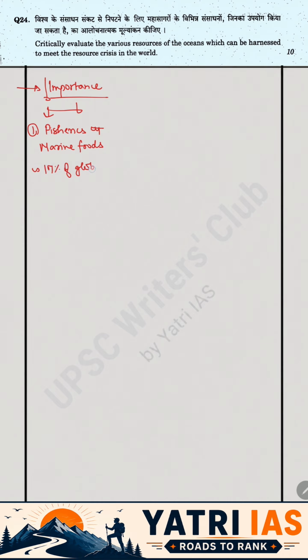And after this, you would mention the importance of oceans and its resources. So let's see one by one. For fisheries and marine food needs, because oceans supply around 17% of global animal protein. This can address the problem of food security.